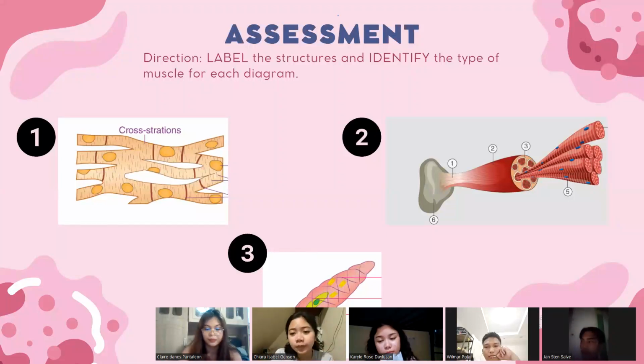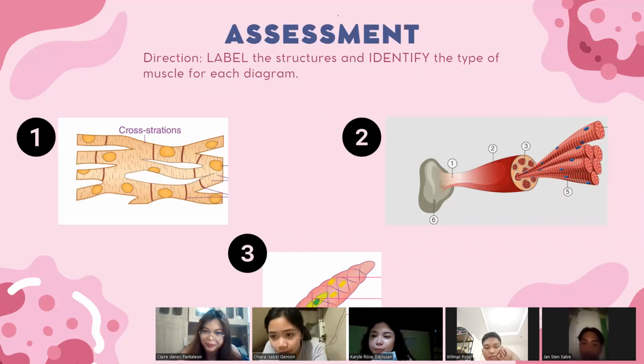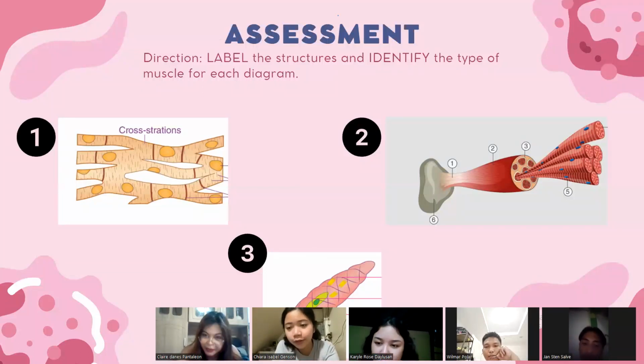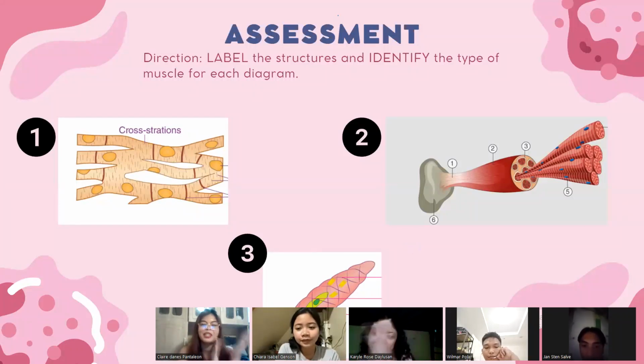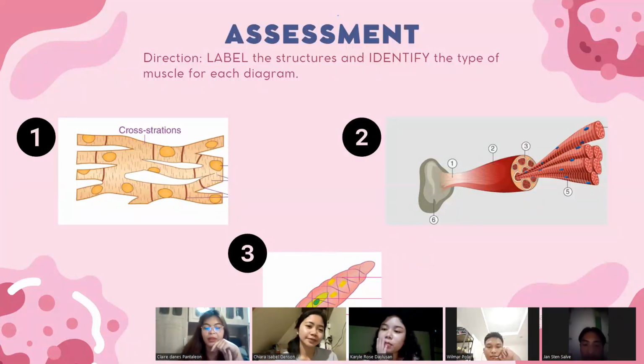Then 2 is epimysium. Then 3 is perimysium. Then the 4 is the muscle fiber. Then 5 is the fascicle. Yes, that is correct. Very good. A round of applause for Miss Shara.